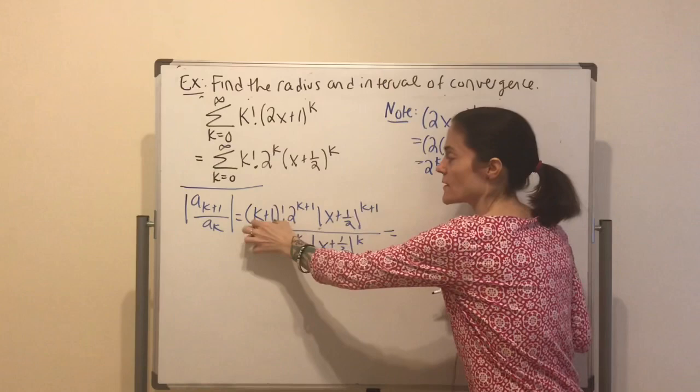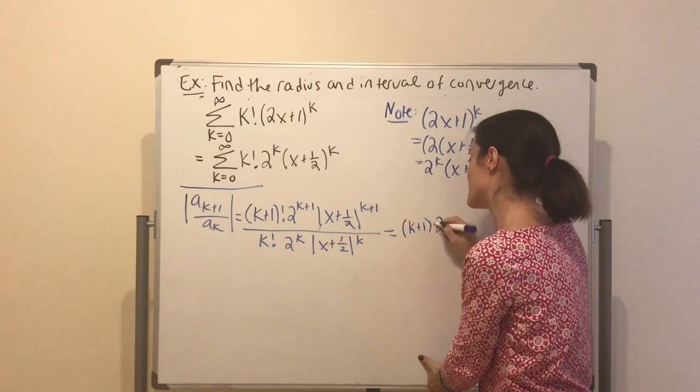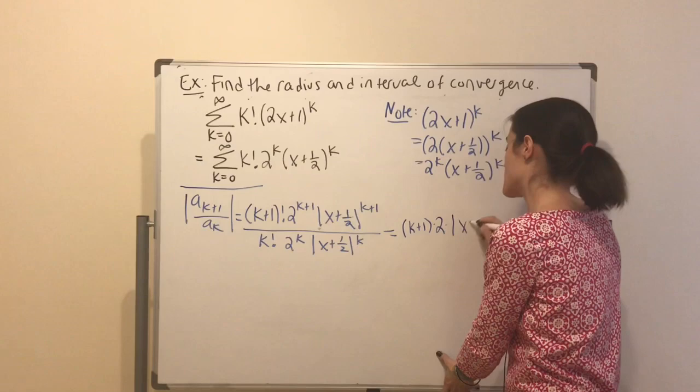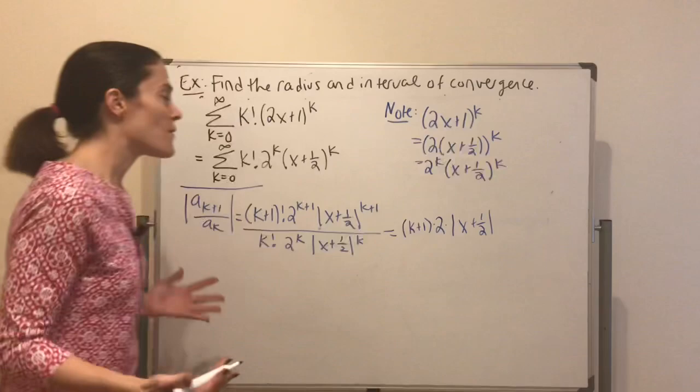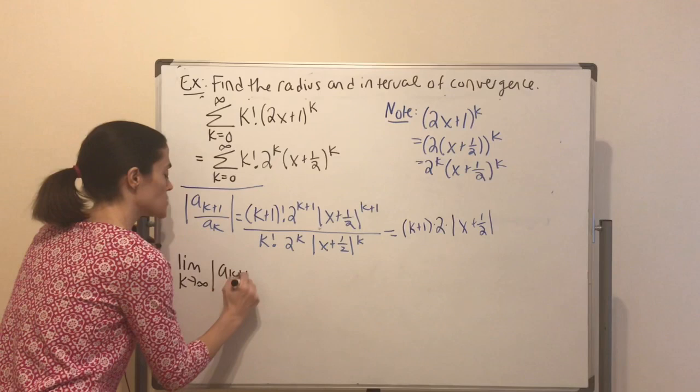K plus 1 factorial over K factorial is going to be just K plus 1. 2 to the K plus 1 over 2 to the K is just 2. And then this term divided by this term is absolute value X plus 1 half. Okay, like this. Now, here we go. We have simplified absolute value AK plus 1 over AK. Let's take a limit. As K goes to infinity, absolute value AK plus 1 over AK.